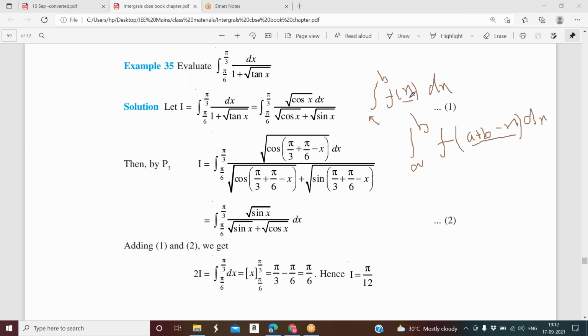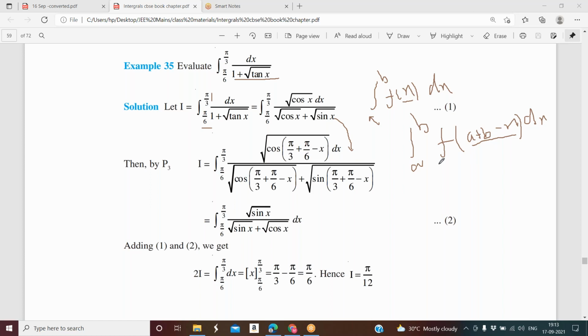Property 3 is integral a to b f of x dx is integral a to b f of a plus b minus x dx. So here what is a? a is pi by 6 and b is pi by 3. Therefore integral pi by 6 to pi by 3 f of a plus b minus x. Actually, the given problem is a function of x. Now I am going to change it as a function of a plus b minus x. For that, what I have to do? I have to replace x by a plus b minus x.